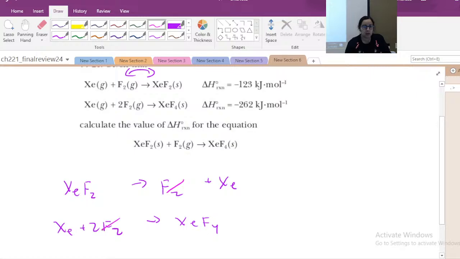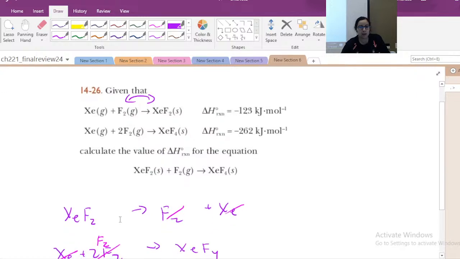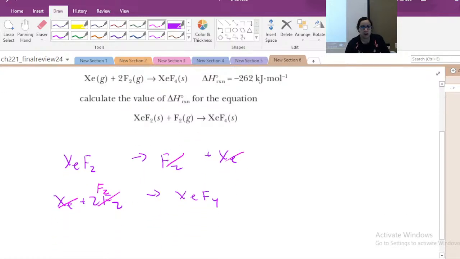So at least one fluorine cancels. Xenon cancels, so that leaves us with what we wanted. So we can rewrite it: xenon difluoride plus one equivalent of fluorine gives us xenon tetrafluoride.